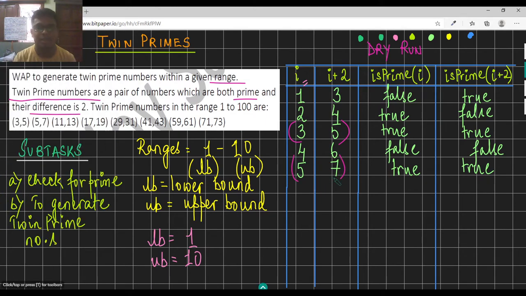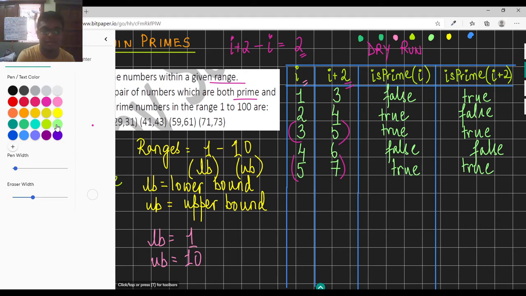Are you getting the point? So we are generating numbers from 1 to 10, and we are adding 2 to the currently generated number, that's I, and checking whether both of them are prime. And why are we adding 2? Because it has been given that twin primes are those prime numbers which have a difference of 2. If you subtract I from I plus 2, you get 2. Therefore, the difference between the two numbers should be 2, and they both should be prime.